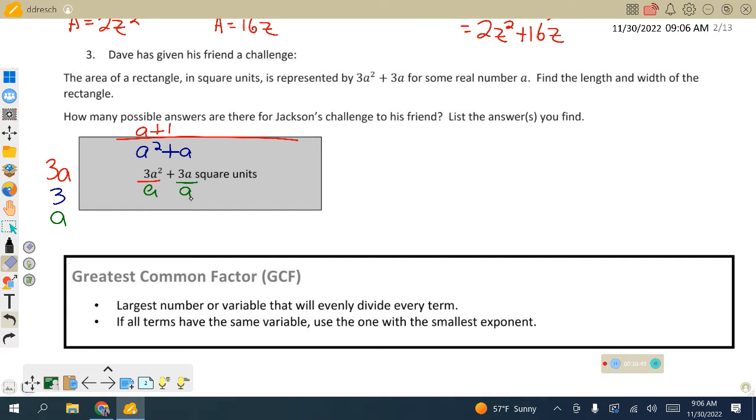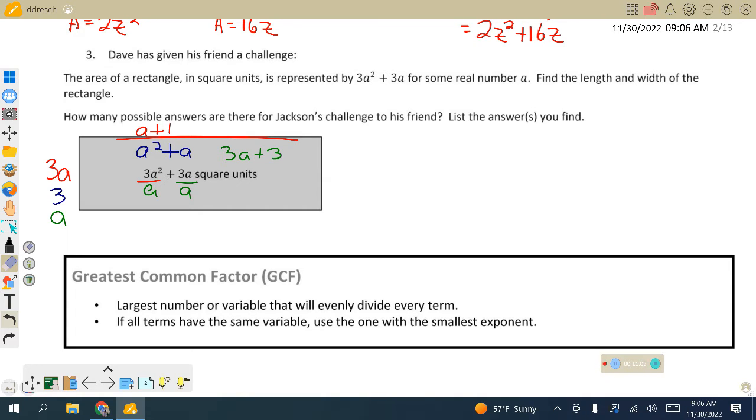Divide by that a. Now, I don't have anything to divide with the 3 this time, but what's a squared divided by a? 3a. And what's 3a divided by a? Just 3. There's a third possibility out there.